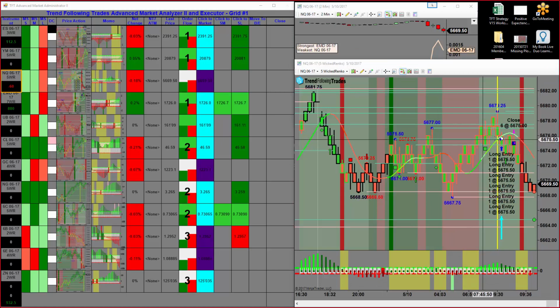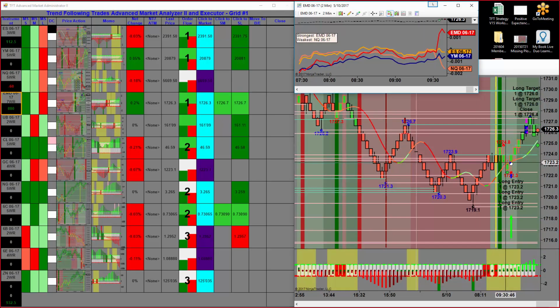The NQ, it was just a little slight loss. It was long here and closed out there. And the EMD, we got in here, it went to first partial and then closed out, and this got slipped a little bit. So that's why we didn't close out above $1,000.